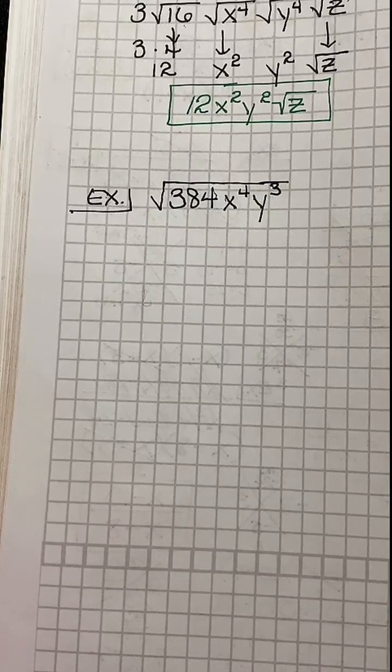Okay, we're going to have to learn a little bit with or play around with some numbers for the 384. So it's square root of 384, x to the 4th, y to the 3rd.